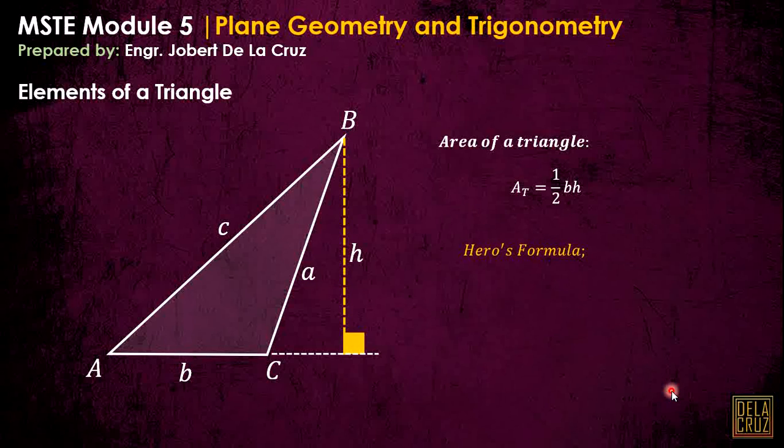Now, also, we have a formula. Heron's formula. The area of the triangle is equals to that one. No? As you can see in the notations, yung s is the semi-perimeter. Okay, quick review lang.